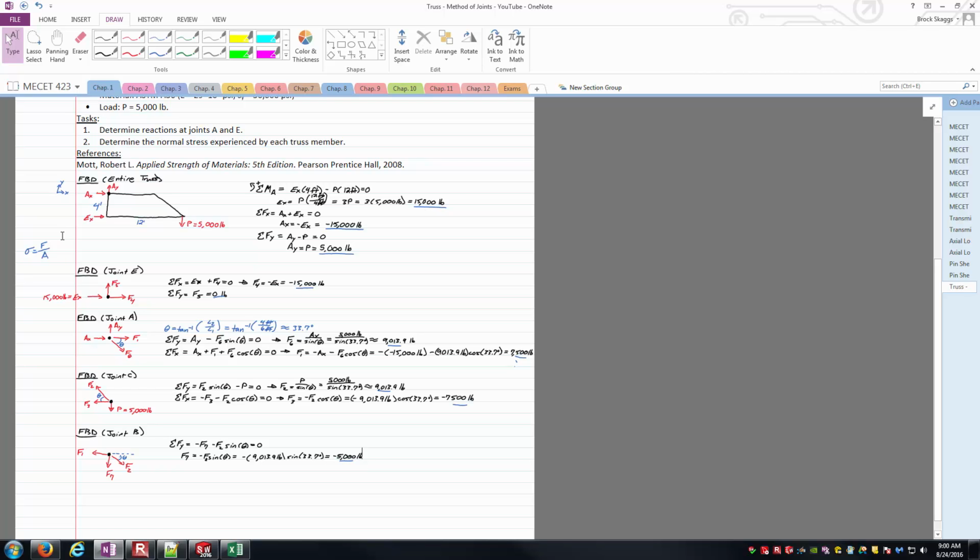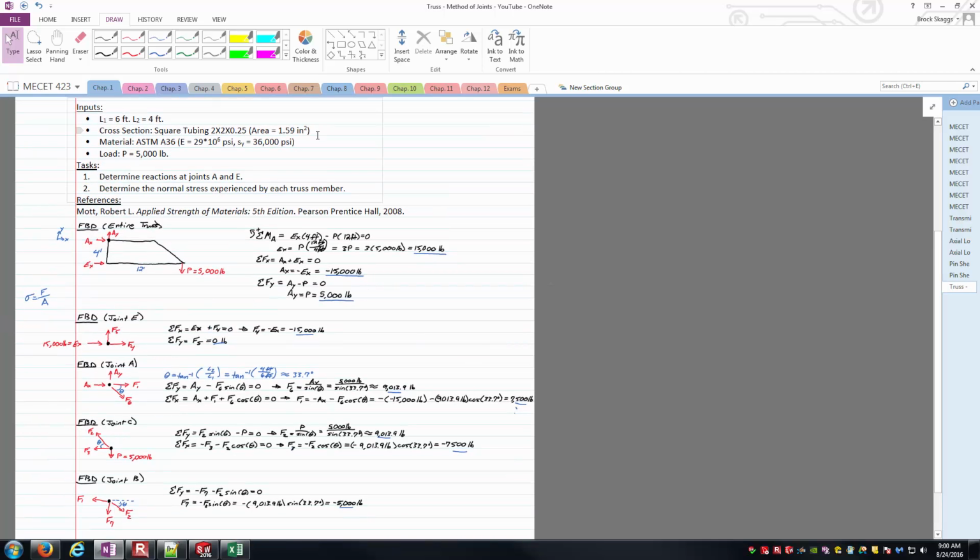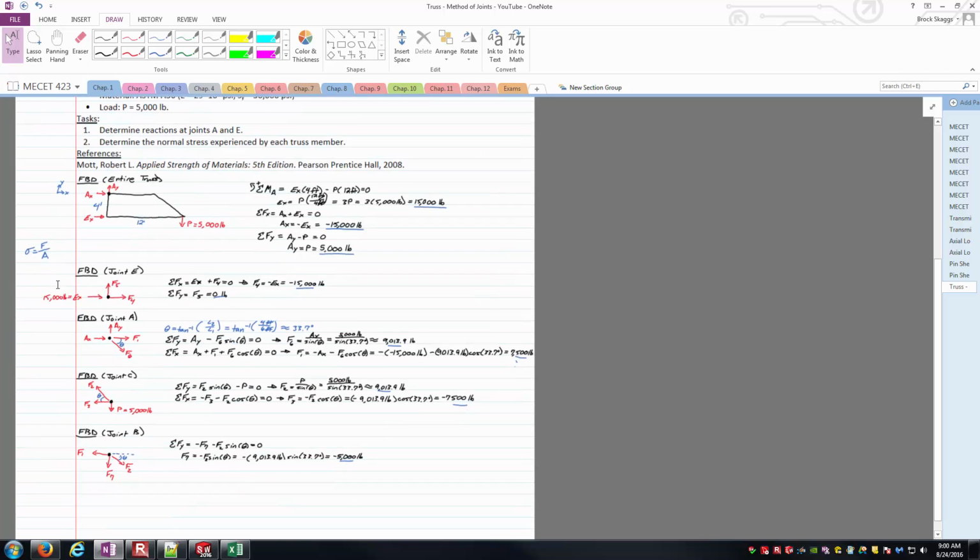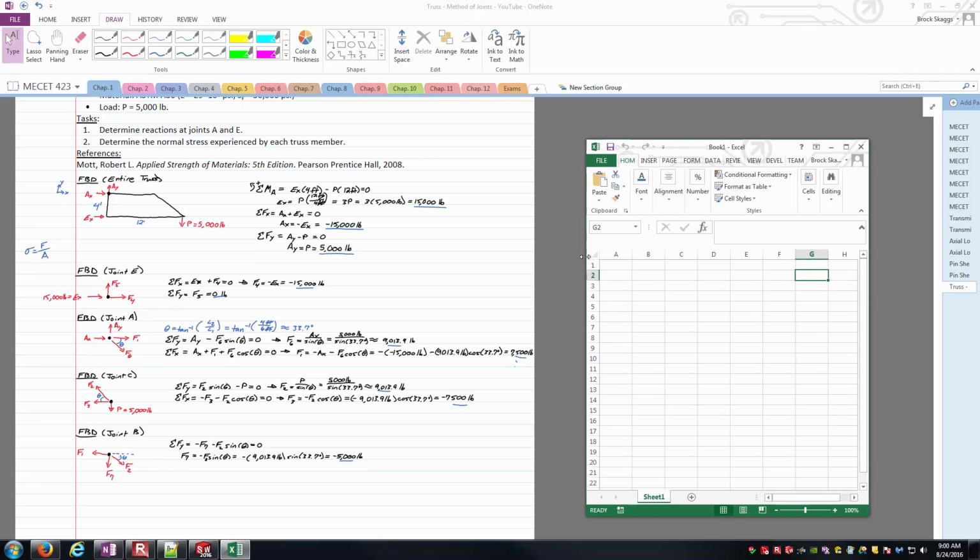That sigma is equal to F over A, where the area is the cross-sectional area again of each of the members. That's given up here at 1.59 square inches, and the force is the force carried by each member, and so that's why we had to go through the method of joints in order to figure out the actual force that was carried by each of the members. And so in order to speed this part up, I'm just going to use Excel here.